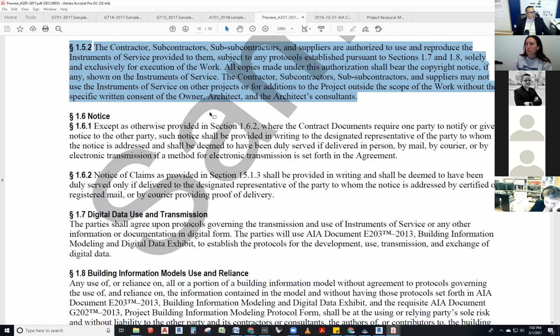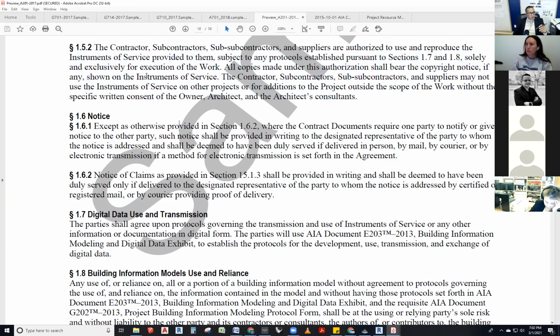So section 1.6, we go to section 1.6. Notice: except as otherwise provided in section 1.6.2, where the contract documents require one party to notify or give notice to the other party, such notice shall be provided in writing, to the designated representative of the party to whom the notice is addressed, and shall be deemed to have been duly served if delivered in person, by mail, by carrier, or by electronic transmission, if a method of electronic transmission is set forth in this agreement.